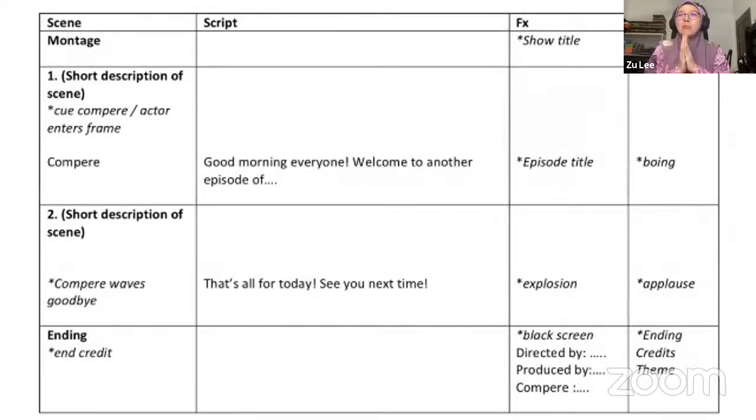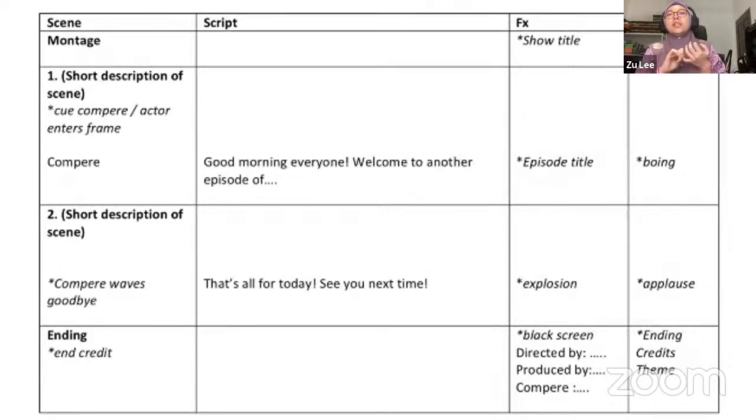For example, maybe a montage. The montage will be the title. You'll have the pictures. You want to introduce your show. And then it moves on to the first scene. For the first scene, you have to describe first where it is going to take place. Is it going to take place in a room? Is it going to take place with a green screen behind you? Or are you going to shoot in a canteen?